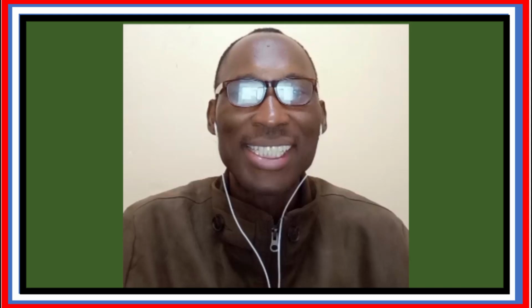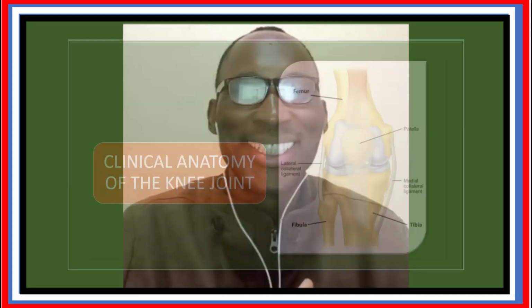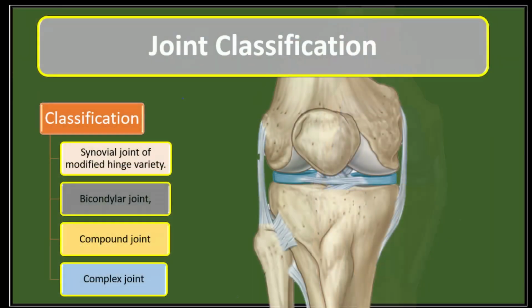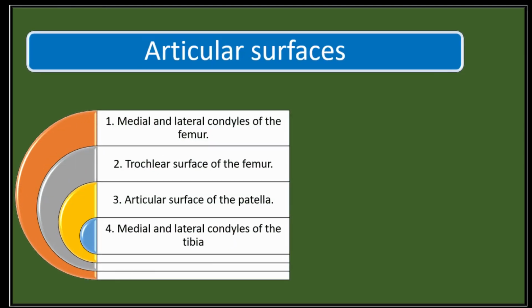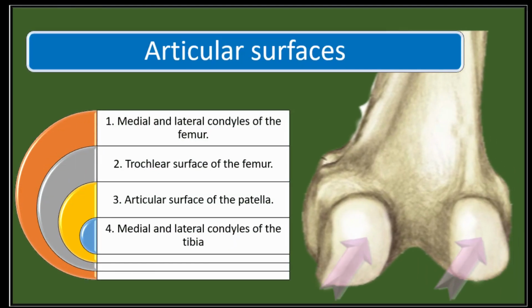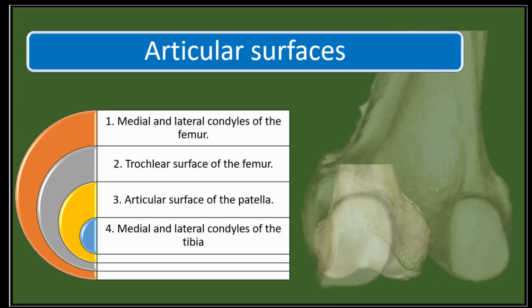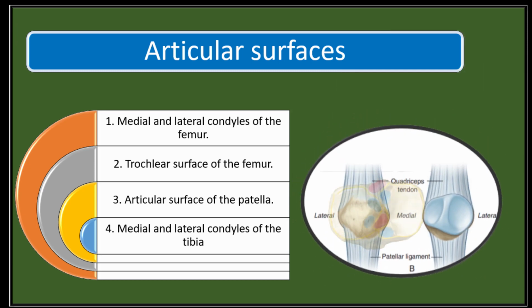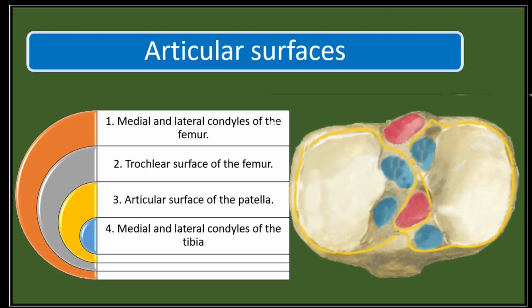I'm going to give a 7 minute lecture on the clinical anatomy of the knee joint. This will serve as my outline. The knee joint is a synovial joint of modified hinge variety. This joint has the following articular surfaces: medial and lateral condyles of femur, trochlear surface of the femur, articular surface of the patella, and medial and lateral condyles of tibia.